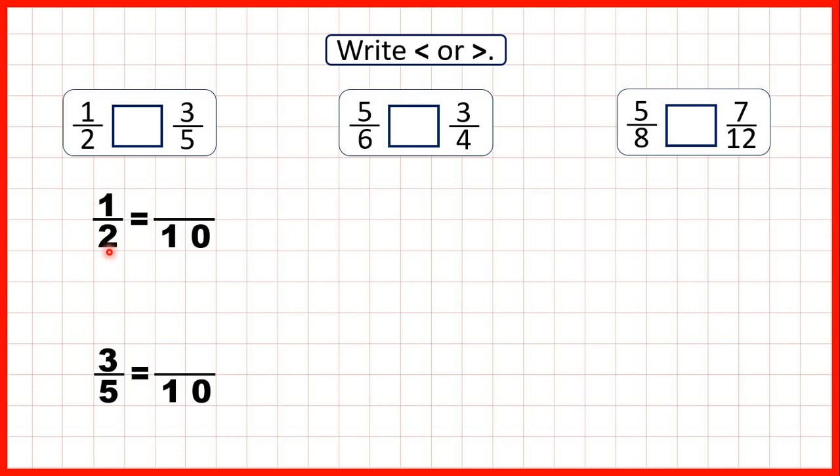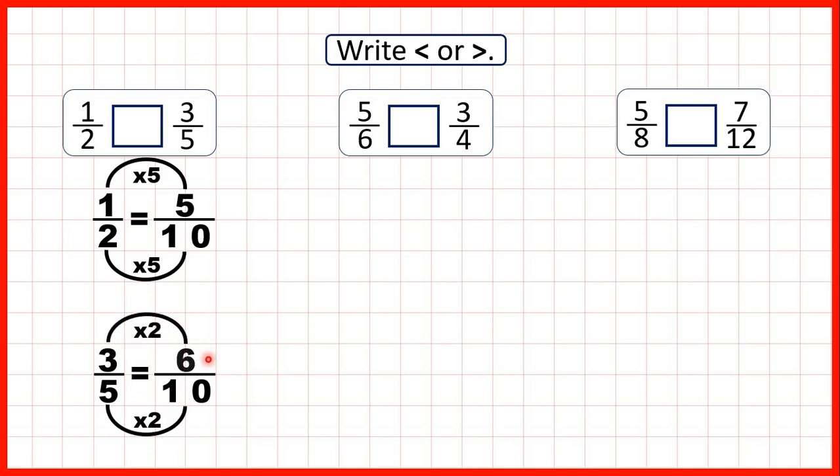Now we use multiplication to find equivalent fractions. 2 times 5 is 10, and what we do to the denominator we need to do to the numerator as well, and 1 times 5 is 5. Now 5 times 2 is 10, and 3 times 2 is 6. So because 3/5 is equivalent to 6/10 and 1/2 is only equivalent to 5/10, we know that 1/2 is smaller than 3/5. Now we have 5/6 and 3/4.